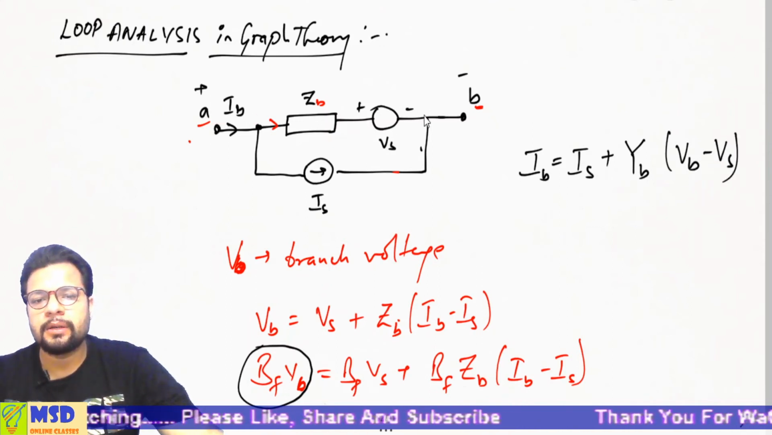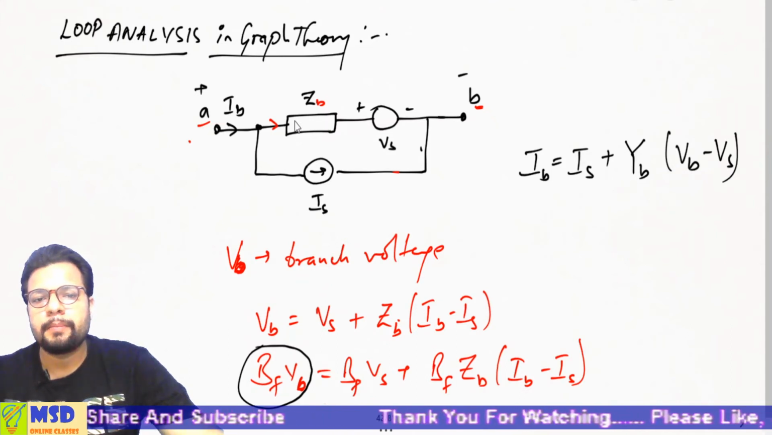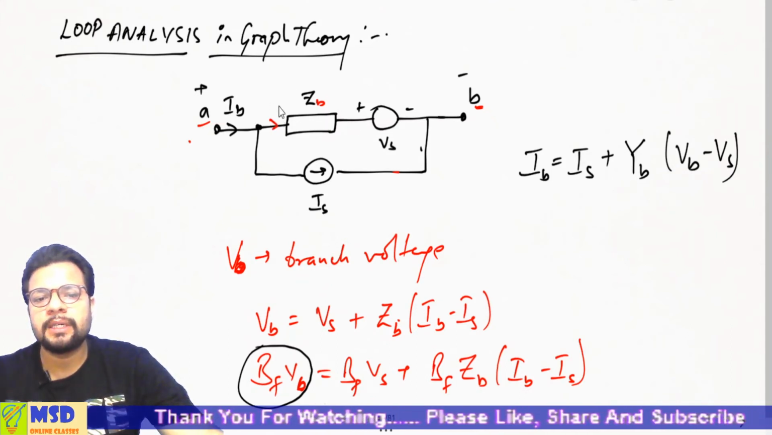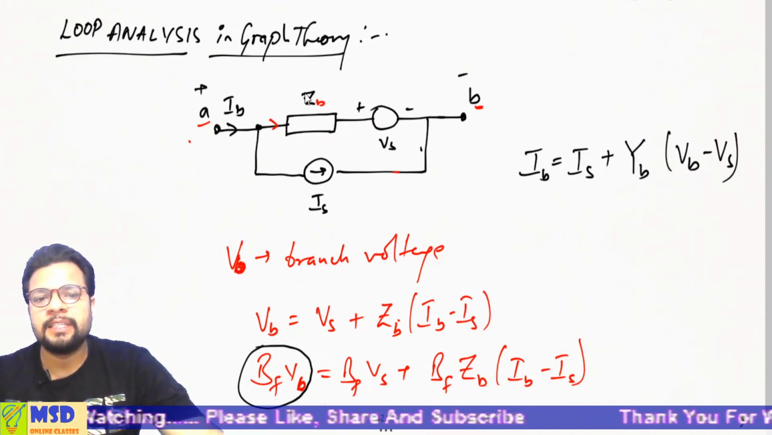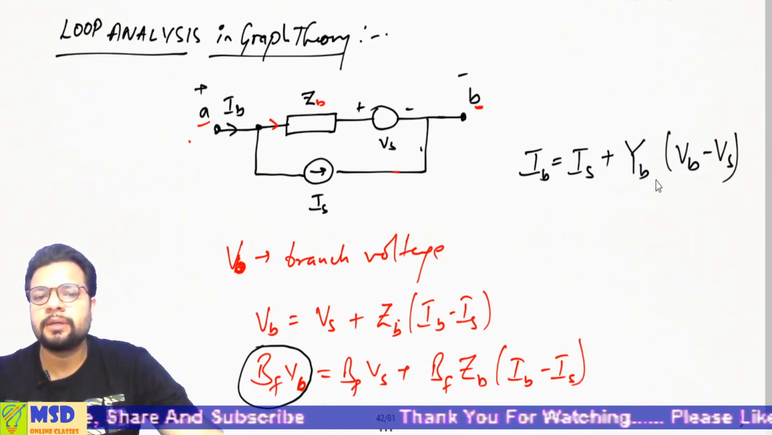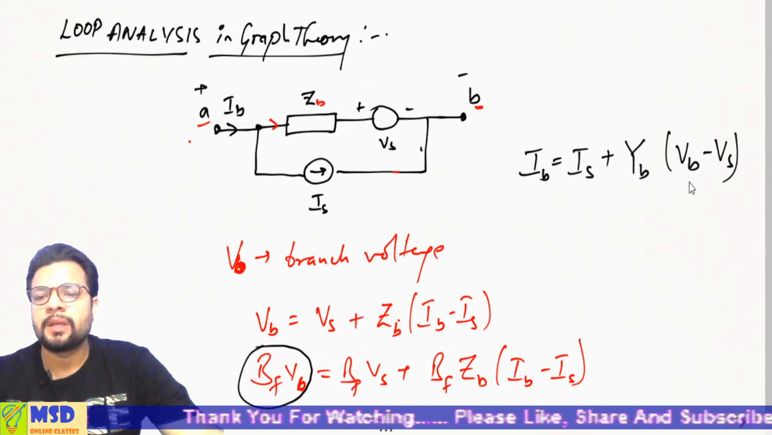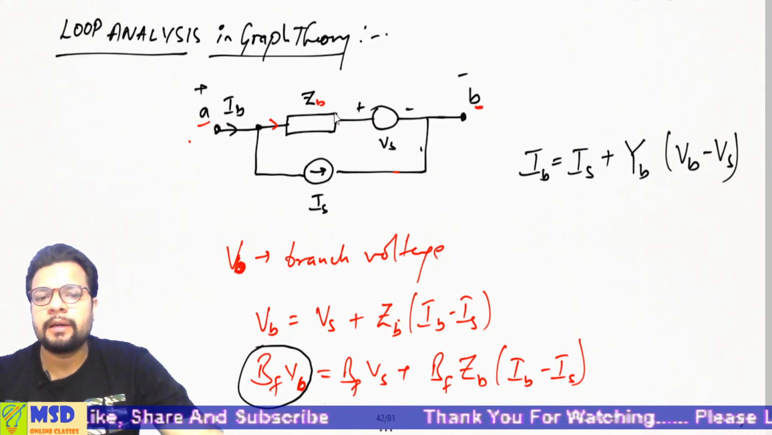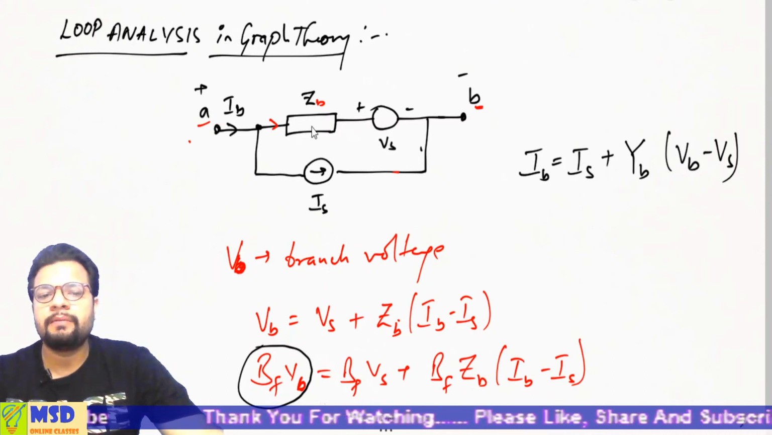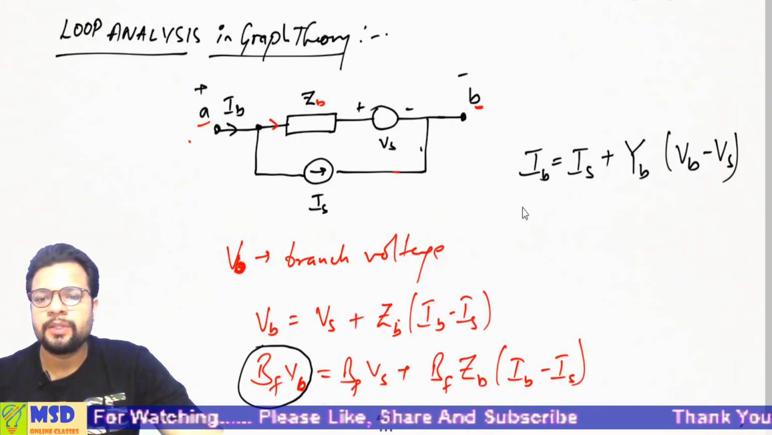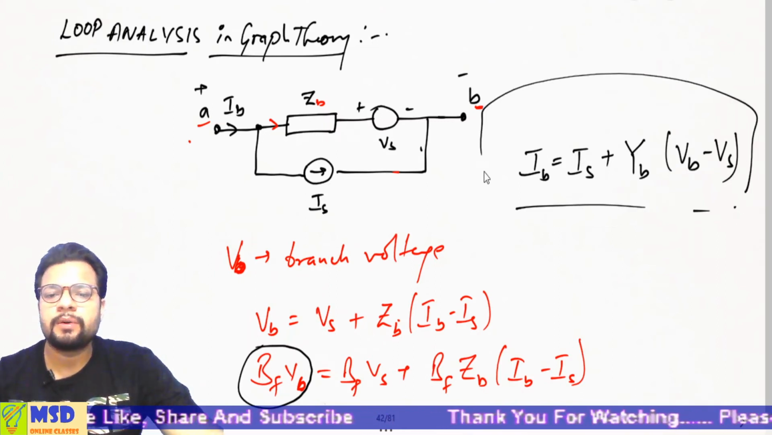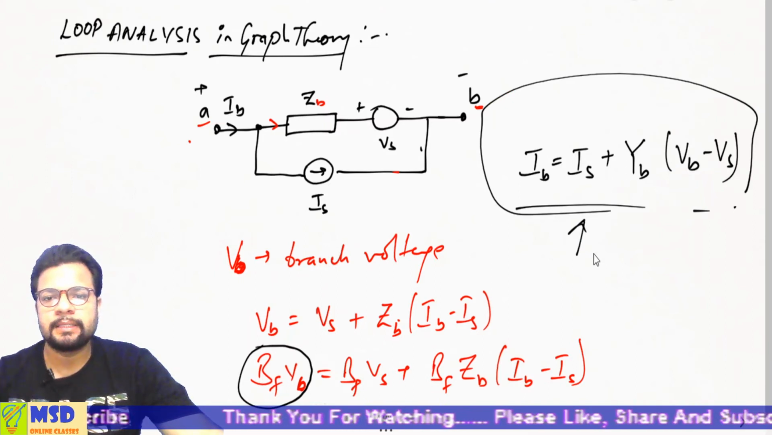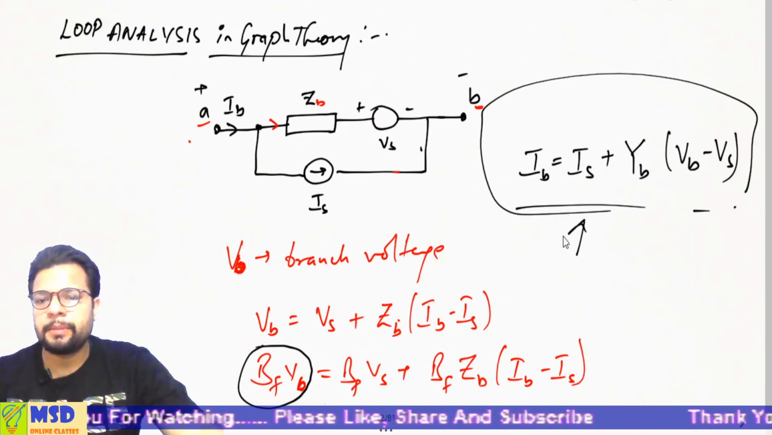VB is the potential across these 2 points, minus VS, which is the potential across this ZB element. So the potential across the ZB element is VB minus VS, and multiplying it with the admittance of that branch, I get the current flowing through that branch element. So this is the equation which we are going to use in nodal analysis. So remember this.